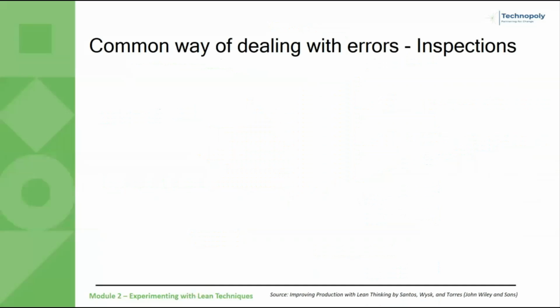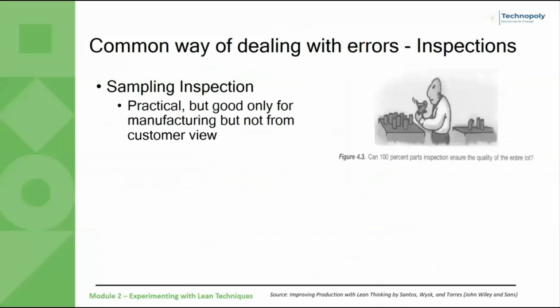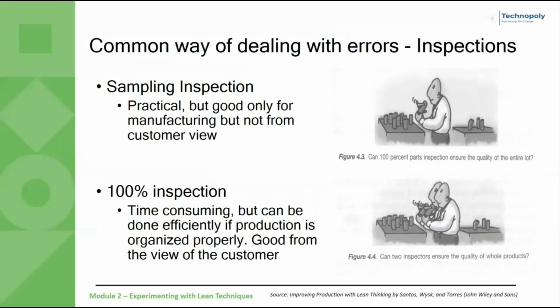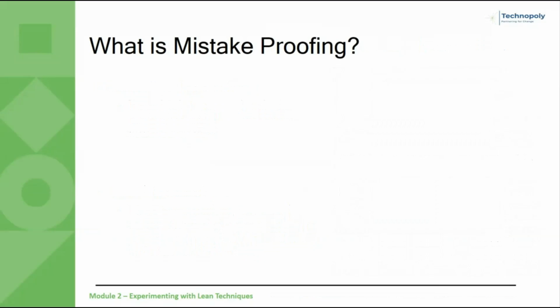The common way of dealing with error is inspection. There are two ways of inspection. The sampling inspection, which is practical but good only for the manufacturing, not from the customer view. And the 100% inspection, which is time-consuming but can be done efficiently if production is organized properly, good from the view of the customer. So what is mistake proofing?